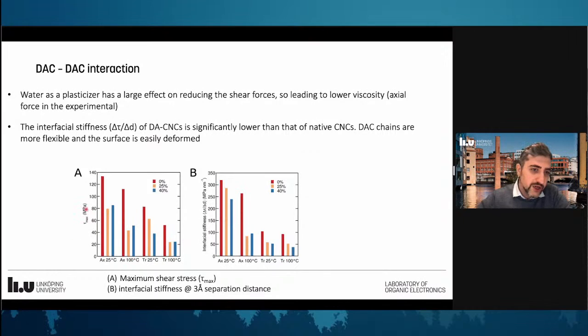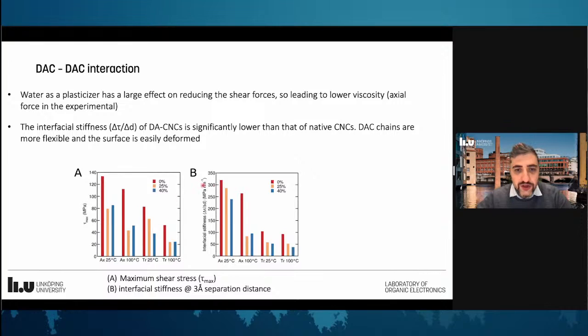This is the tau max, the maximum force recorded in the simulations, from the previous graphs for different temperatures and different shearing directions. This is the case with the 3 angstrom separation distance. We see clearly that modifying cellulose to dialcohol cellulose decreases the shearing force quite a lot, which corresponds quite well to the ability to melt process and extrude the dialcohol cellulose fiber in the experiments. And we can say that the only plasticizer that we need here is water.